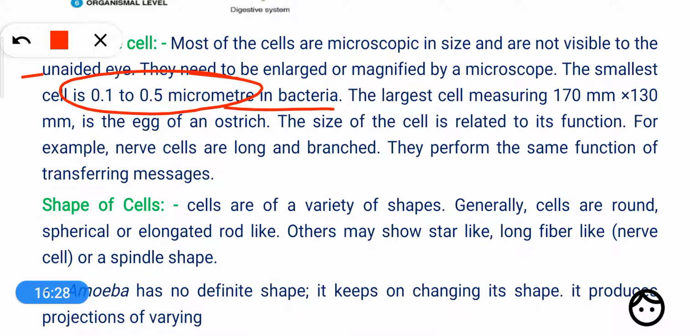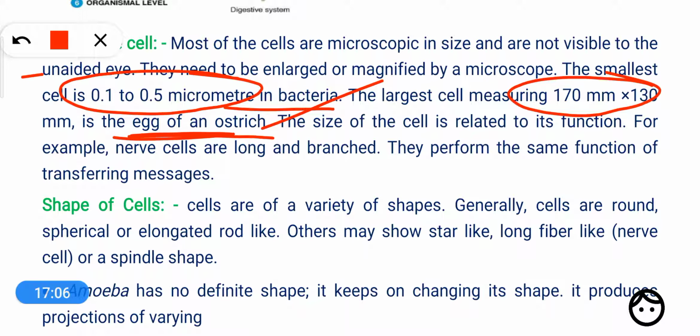Mycoplasma is actually a very different category of bacteria, a prokaryotic cell, right? So the smallest cell is mycoplasma, also called PPLO, and the size is just 0.1 to 0.5 micrometer. If we talk about the largest cell in animals, it is the ostrich egg cell. This is the largest animal cell, having a size around 170 millimeter in length and 130 millimeter in diameter.